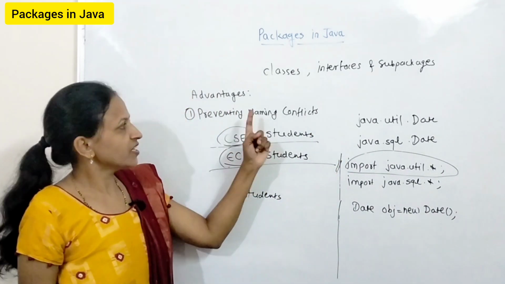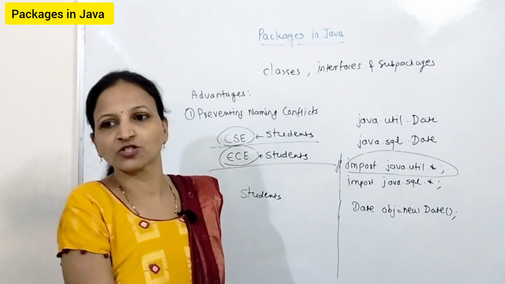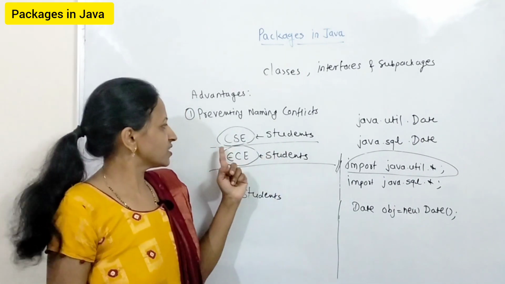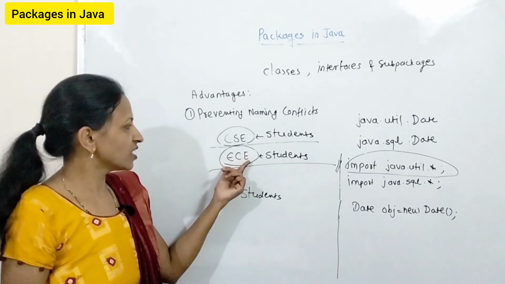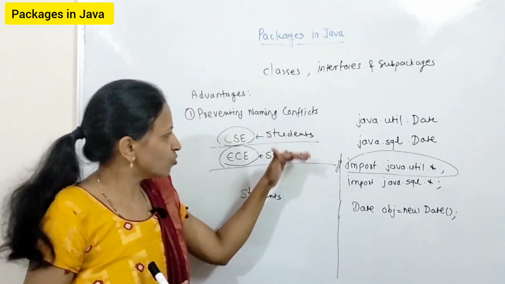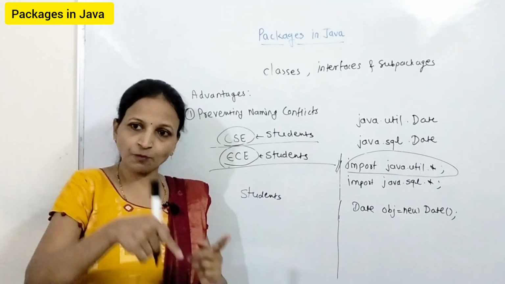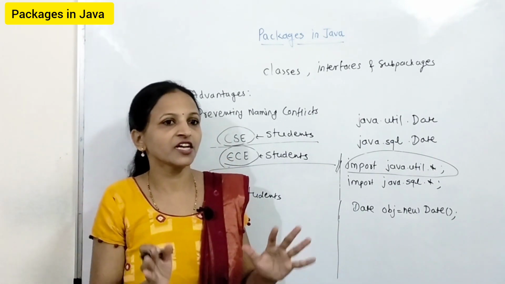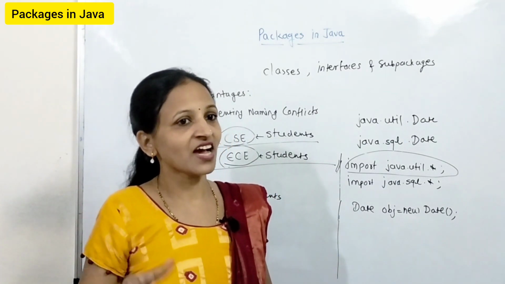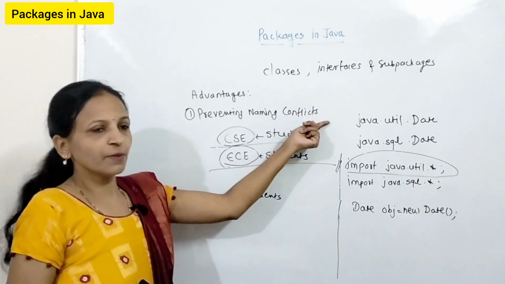The first is preventing naming conflicts. Means more than one class can have the same name because of this package concept only. Two student classes I want to create. The first one is for the CSE department, the second one is for the ECE department. Suppose Java is not supporting this package concept, then what will happen? No facility to use the same name for multiple classes. Java is supporting this package concept. That's why we can create two different packages, and inside those we can create two different classes having the same name. And for that we can write here like preventing naming conflicts.